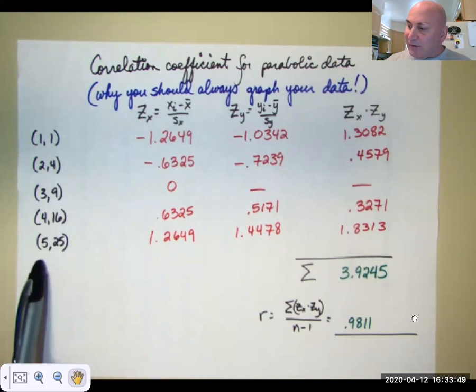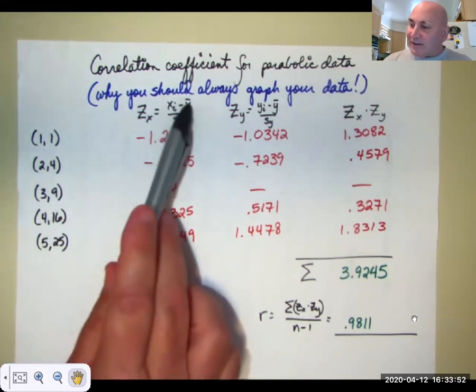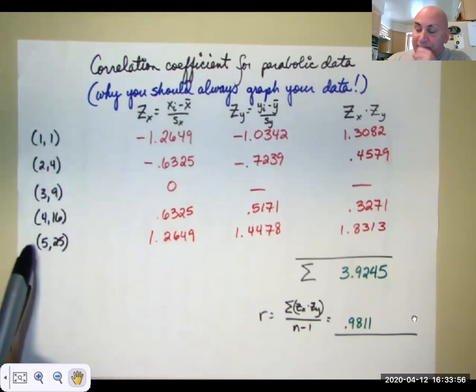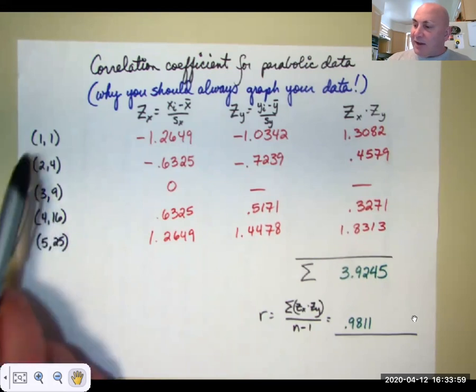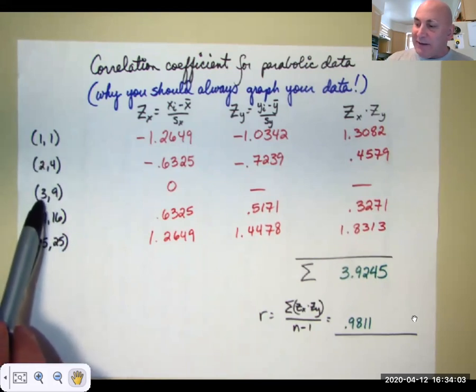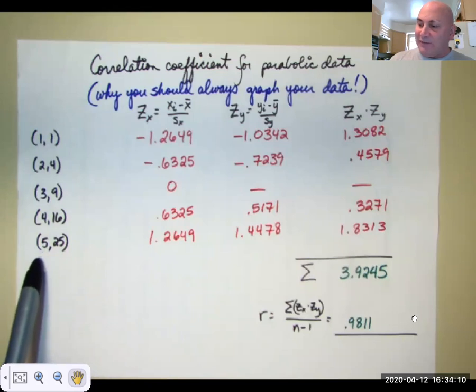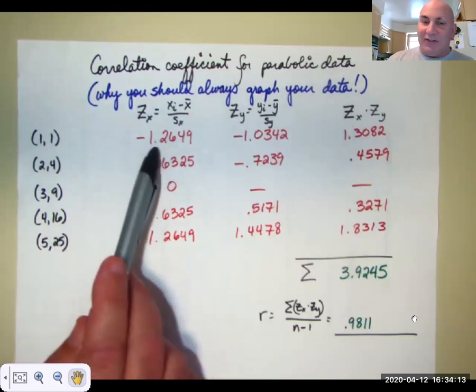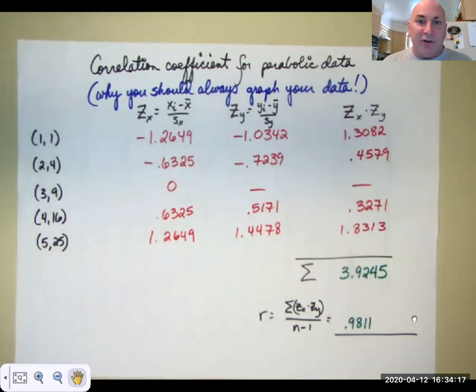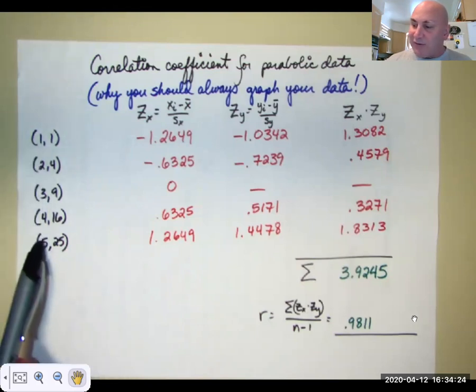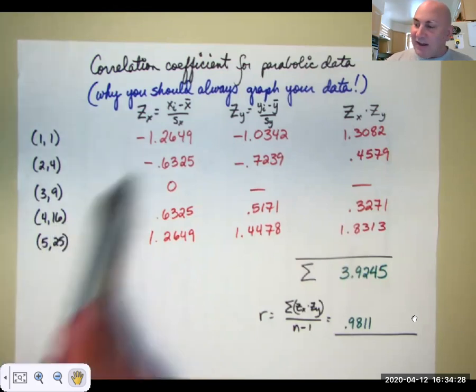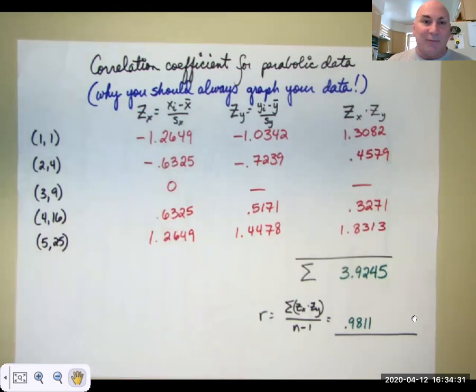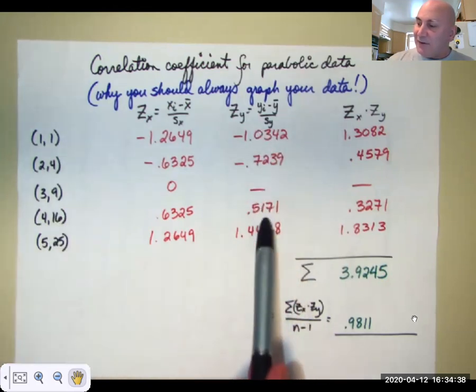But anyway, here are our five data points. If we had calculated X bar and S for each of these variables, X and Y, obviously the average X value is 3. So 1 minus 3 is negative 2. And then if you divide by the standard deviation of these five numbers, you get this ZX value. I would encourage you, if you have a calculator available, or even use StatCrunch and just put in those five X values, do some descriptive statistics and get X bar and S and make sure that you can get these five numbers. Do the same for these five Y values, and you should get these five numbers.